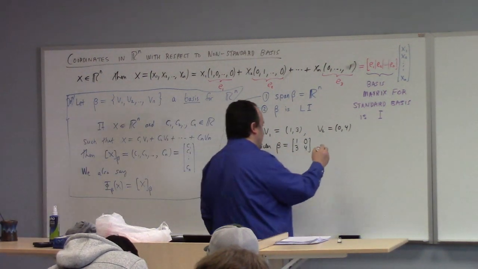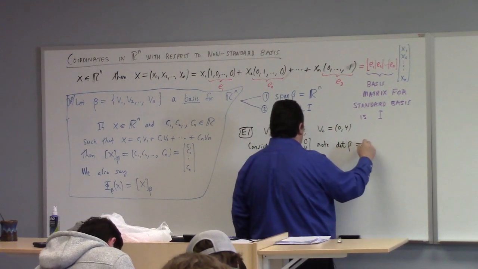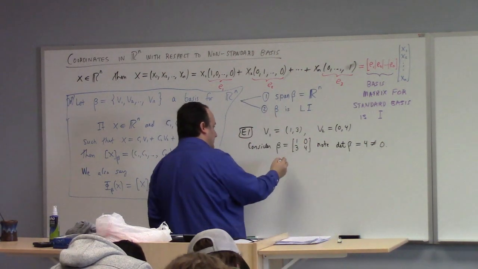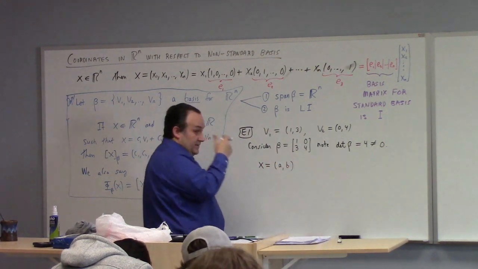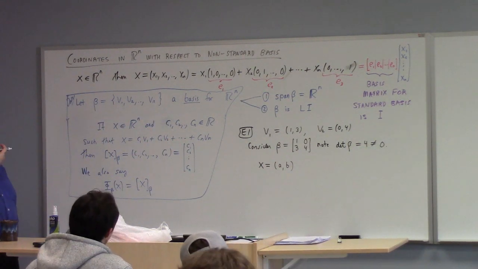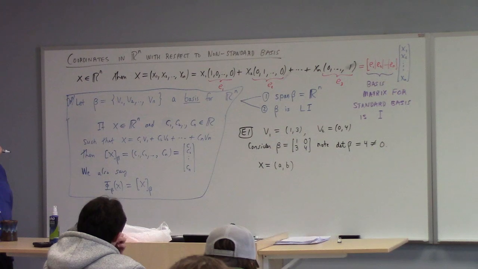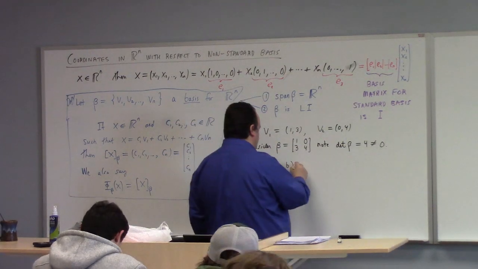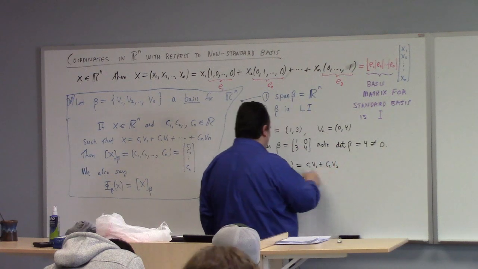So note, the determinant of beta is 4, which of course is not equal to 0, right? All right, so if I have the vector x, which is, let's say, a comma b, let's think about the particular point a comma b. Can we find what the beta coordinates are of that? So what's x sub beta if x is equal to a, b? How do we figure that out? So we're trying to solve what? We're trying to solve c1 v1 plus c2 v2 equal to that, right?